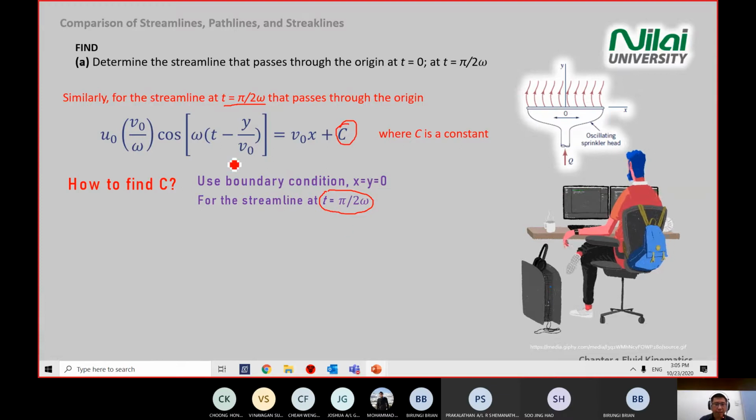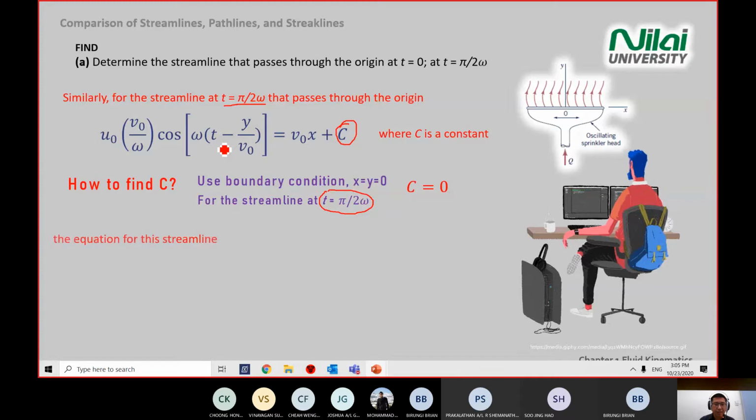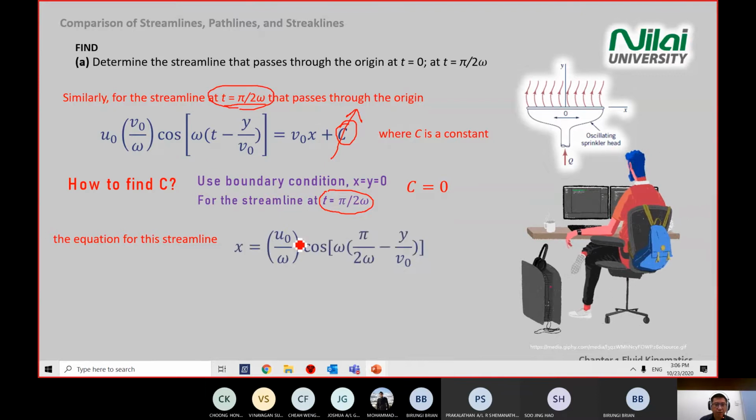So again, if you substitute this one in there, you will see cos pi. Cos pi is 180 degrees. So your c equal to 0. Okay. Then you know that this one is 0 already. Again, it is at t equal to pi divided by 2w. So your equation equals this one.